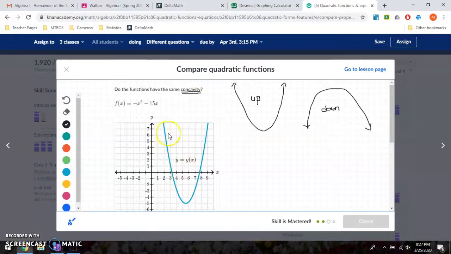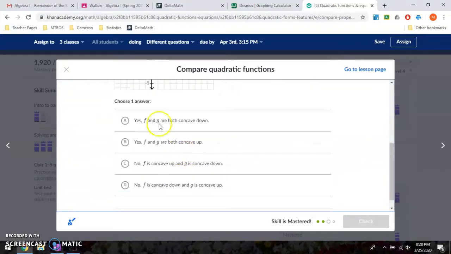All right, well, let's take a look here. This one is concave up, clearly, because that one is a smiling function. Now, over here, I have f of x equals -x squared minus 15x. Well, this -1 right here tells me that this is actually concave down. This is a frowny function. So this one is down, this one is up.